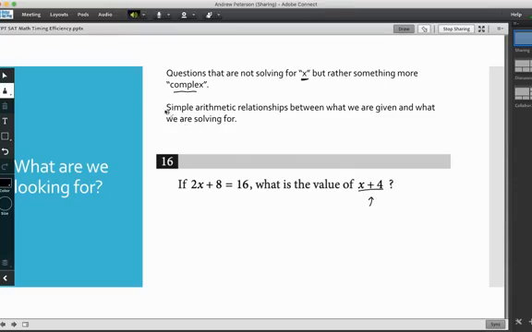Other things that we're looking for as we dive into this question: simple arithmetic relationships between what we're given and what we're solving for. So like I said, be aware that in this case, we're solving for X plus 4, not just X. Now, most students who would do this problem really wouldn't be too concerned about it. They would write the question out and proceed to solve for X. Of course they would. This is what they've been trained to do for years on end in math class. They would subtract an 8 from both sides.